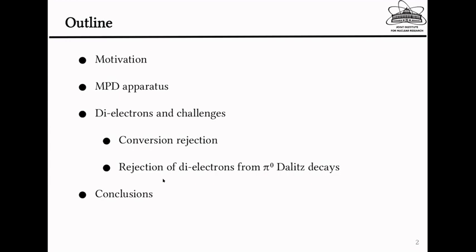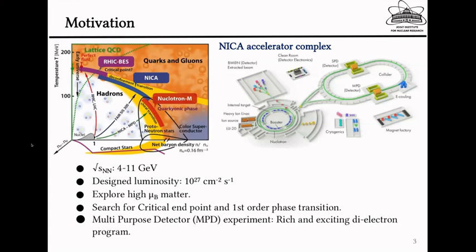The NICA accelerator complex at JINR is in construction, and it consists of various experiments such as MPD, SPD, and a fixed target experiment such as BM@N. So there is a booster, then there is the Nuclotron, which is connected to the NICA collider, and then there are two interaction points, MPD and SPD. So I will focus on MPD.